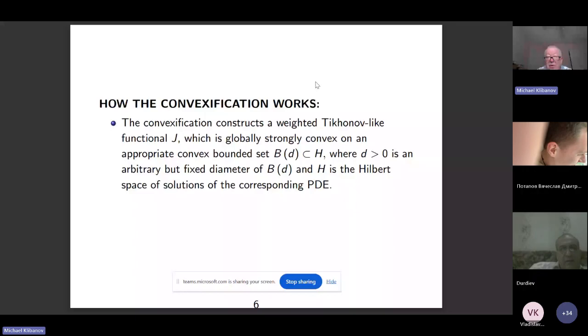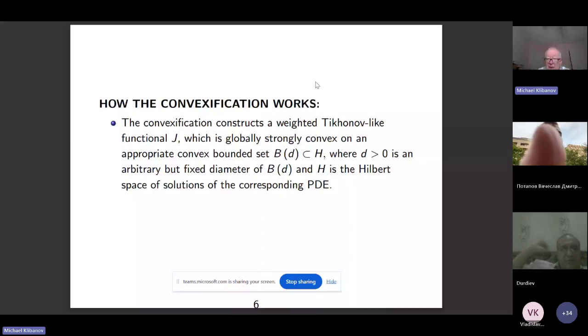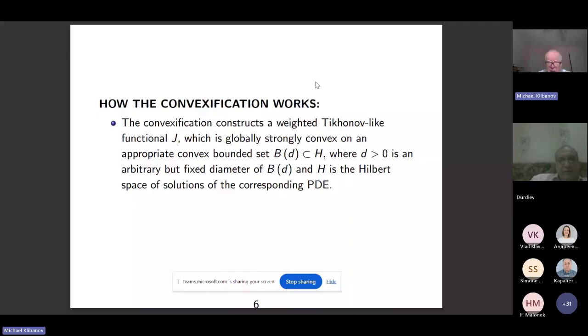So the question is how the convexification works. There is a classical theory of Tikhonov, an absolutely fundamental theory. Tikhonov was a founder of the theory of ill-posed inverse problems, with his very famous paper in 1943. But his fundamental regularization functional he invented in 1963, 20 years later. And then there was a boom with regularization theory.